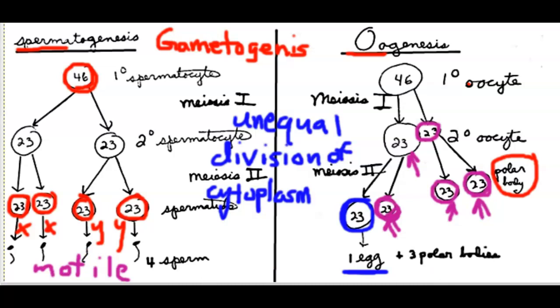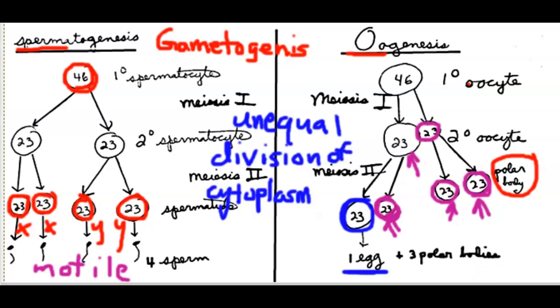Oogenesis in the female has unequal division of the cytoplasm. Think about the chicken growing inside the egg. All the nutrients for that little baby chicken when it's growing only come from that egg. So one egg. These polar bodies cannot be fertilized. Sometimes they do remain attached to the egg, and if they do, they provide extra nutrients for, in this case, the chicken.